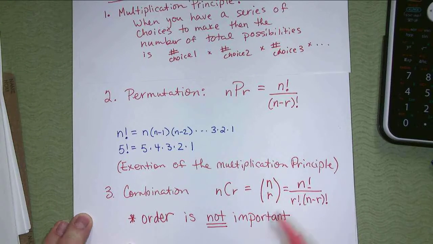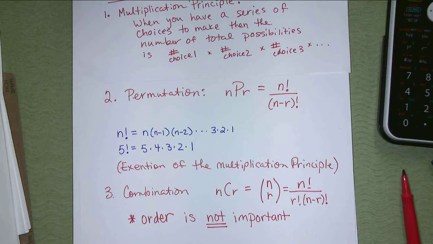With both multiplication principle and permutation, you're doing the first task and then the second task. So that's all talking about putting something in an order. That's what number 1 and 2 are. This one is not an order.